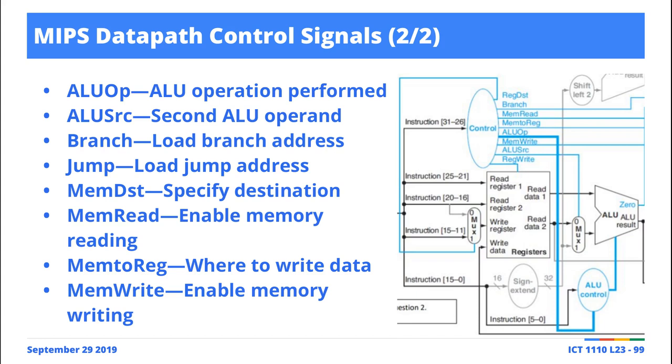But it turns out that there are a number of control signals that are fed into these different hardware components. And depending on the value of the control signal, certain actions are performed, right? I just thought I'd mention what some of these things do, even if we didn't discuss them. We know what the ALU op does, really, it just signals what sort of operation should be performed. Add, sub, and, or, and so on.